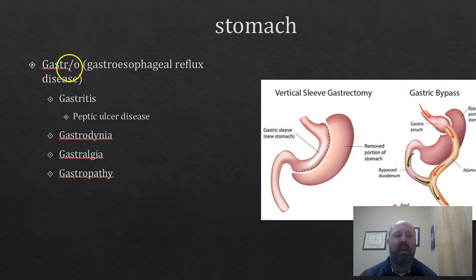Then our next thing is our stomach, right? And here, gastro is stomach: gastritis, gastrodynia, gastralgia, gastropathy. Here's a procedure they do, the gastric sleeve, and this is gastric bypass. These are two ways to treat obesity surgically. In a sleeve they remove a portion of the stomach, and in the bypass they bypass the stomach into the duodenum right here, which is the first section of the small intestine. So two different ways. It helps you see your anatomy and how your terms come together.